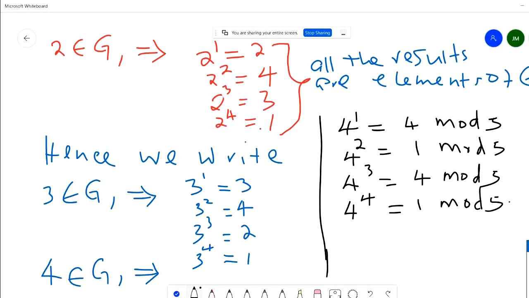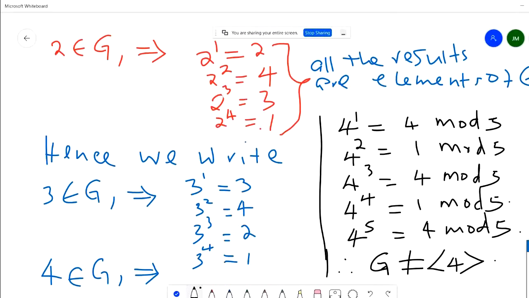So you can see what is happening. Even if you go to 4 power 5, I've worked out that it reduces to 4 modulo 5. So you can see there's a pattern there. It's just alternating 4, 1, 4, 1. And so we are unable to generate the whole of G. What that means is that the element 4 of G is not a generator. So G is not equal to that. In other words, 4 does not generate the whole of G. What about 1?